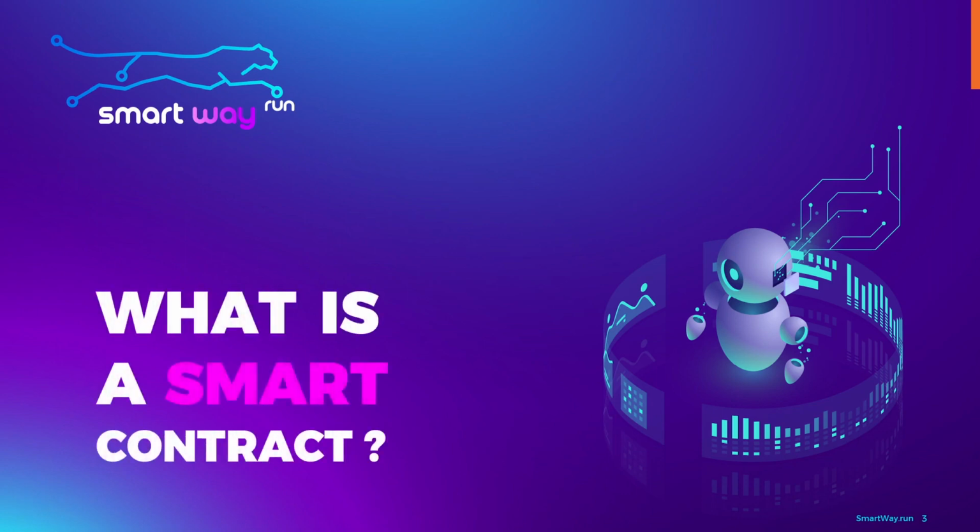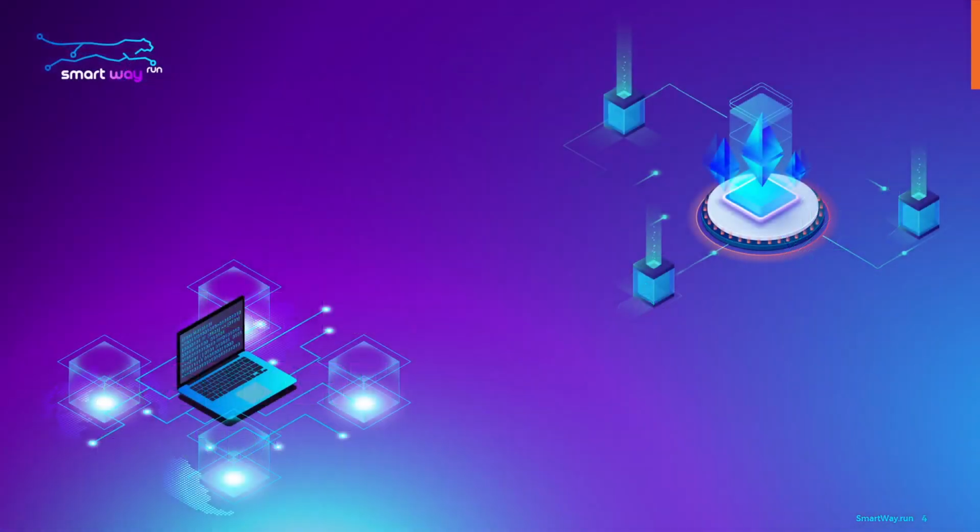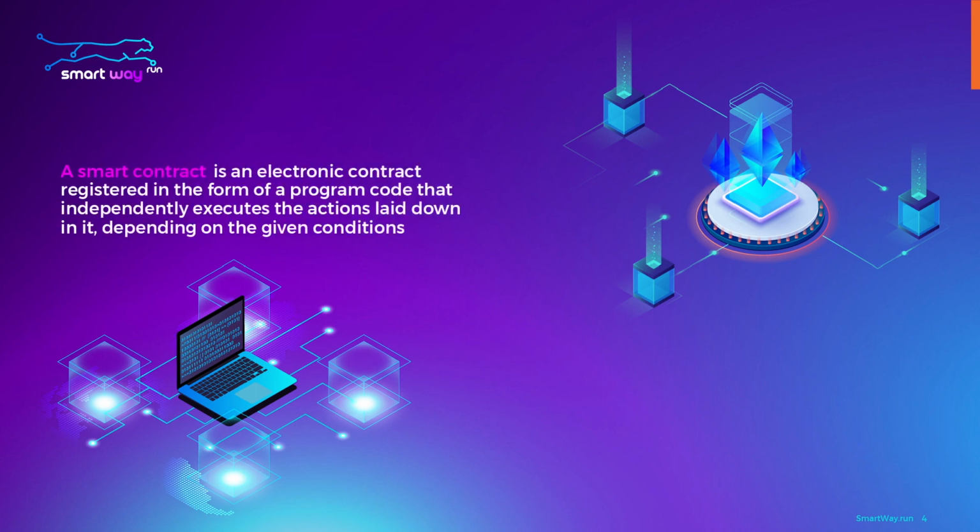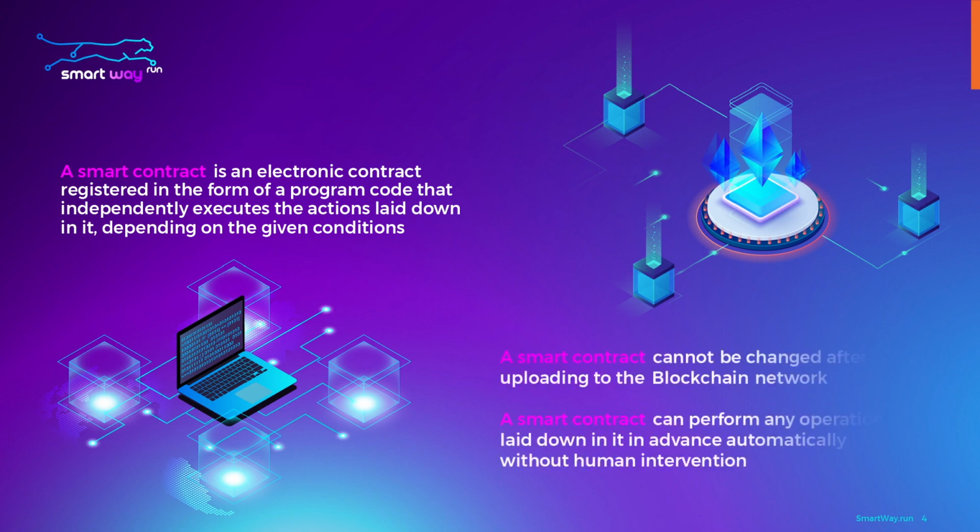What is a smart contract? A smart contract is an electronic contract registered in the form of a program code that independently executes the actions laid down in it, depending on the given conditions. A smart contract can't be changed after uploading to the blockchain network. A smart contract can perform any operations laid down in it in advance automatically, without human intervention.